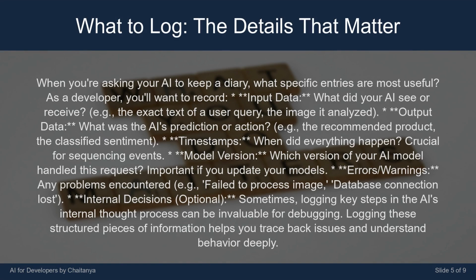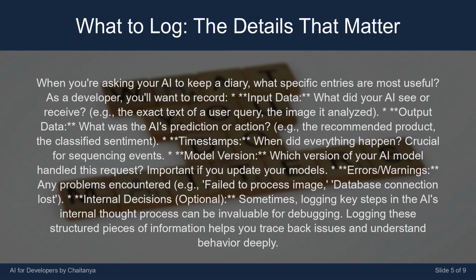When you're asking your AI to keep a diary, what specific entries are most useful? As a developer, you'll want to record input data. What did your AI see or receive? E.g., the exact text of a user query, the image it analyzed. Output data. What was the AI's prediction or action? E.g., the recommended product, the classified sentiment. Timestamps. When did everything happen?